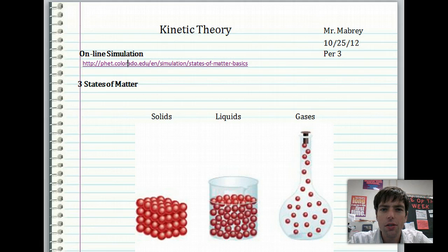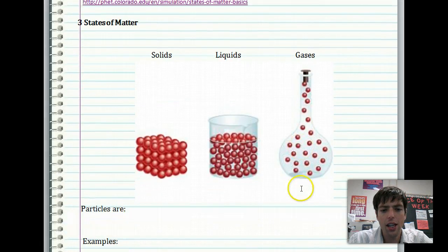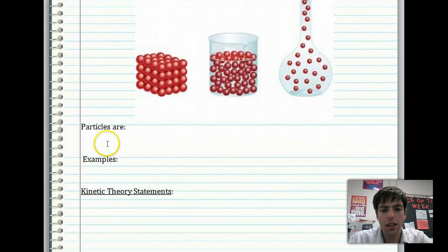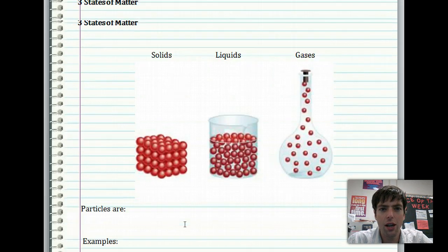Now, what you're going to need to do first is set up your note page like I've got here on my screen. Let's title it, put your name, date, period on the right side. Then I'd like you to go ahead and write out this online simulation site right here. Then let's put three states of matter, write these words, try to draw these three pictures as best you can. And then make room for a little tiny chart underneath. Something here, here, here, here, here, here. And then we're going to write a couple statements down. Go ahead and pause it for a second to set up your paper this way.